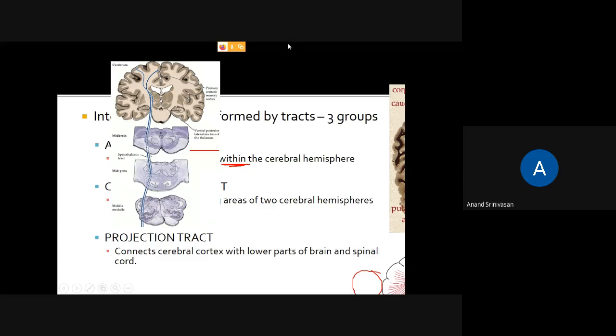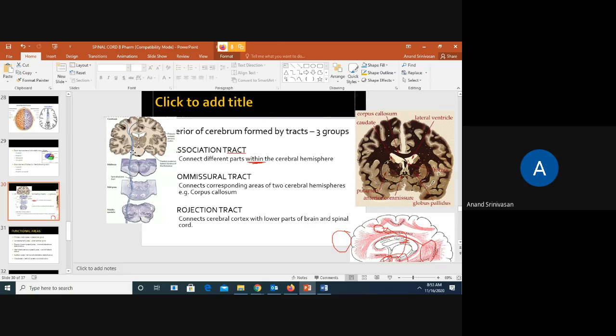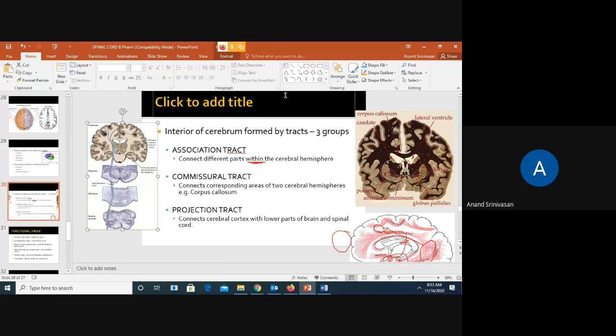Association, commissural, and projection tracts. These are the three tracts found in the cerebrum. Association connects within the same cerebral hemisphere; commissural connects corresponding areas of each cerebral hemisphere, that is the right and left; and the last one, the projection, projects from the cerebrum to the other parts of the brain and the spinal cord. Any doubts?